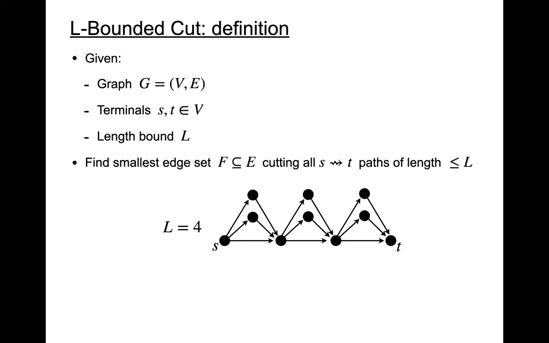Here's a graph with length bound L equals 4. Those are the paths we'd like to cut. In this graph, a classical min cut has size 3. We need 3 edges to separate S and T, but only 2 edges to increase the distance to greater than 4. So let's say these 2 blue edges cut all paths of length at most 4 in the graph.